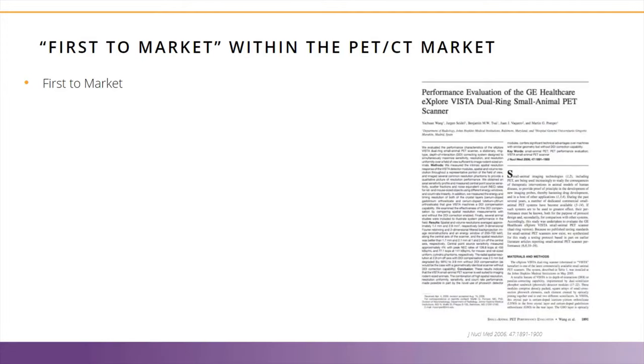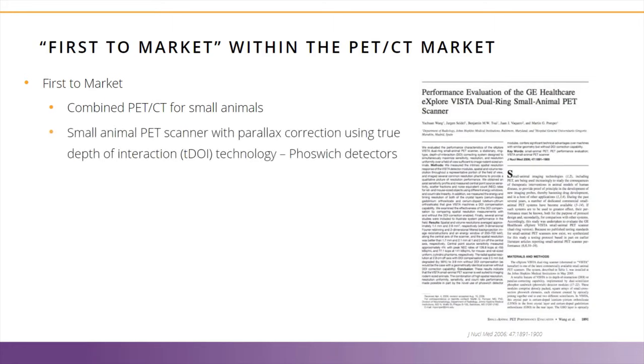As I mentioned earlier, Sedecal has for many years been manufacturing preclinical PET systems that were branded and sold under GE and Bioscan. This is where many of these first-to-market achievements occurred. Sedecal was first to combine PET and CT for small animal imaging, overcoming many of the problems encountered when decreasing the bore size of traditional systems. One of the main obstacles to overcome when decreasing the bore size was the parallax error. I will explain this in a slide or two. This was overcome by development of their phoswich detectors, which provide true depth of interaction information. Again, I will talk about this more in just a couple of slides.